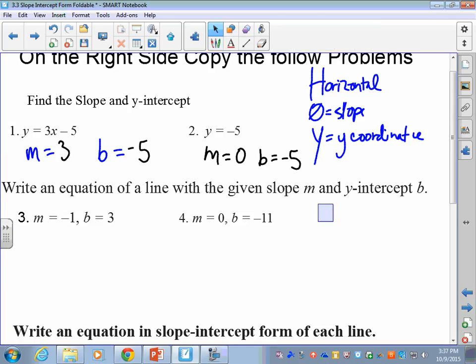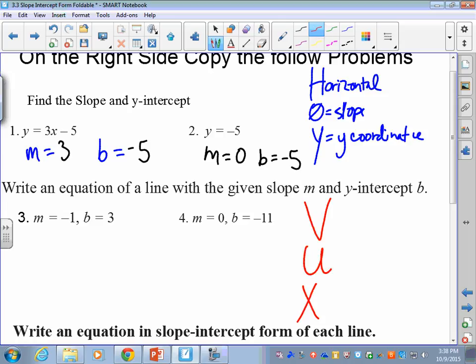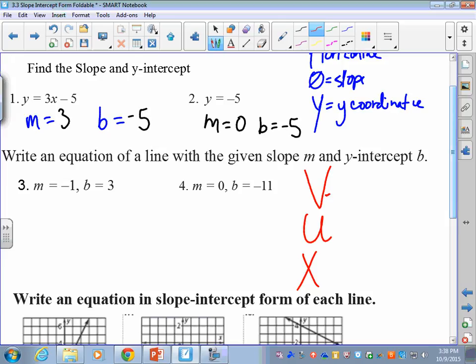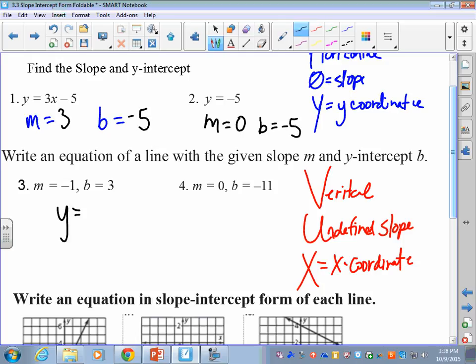Alright, this next one. Oh, the pen doesn't work, I forgot. V-U-X. Okay? V is going to be for vertical lines. U is going to be for undefined. And now it's x equals the x-coordinate. Alright, with that being said, if I know m is a negative 1, b is 3, the equation should be negative 1x plus 3. Or you could say, and write this down, simplified, y equals a negative x plus 3. If my coefficient is a 1, I don't have to write it.